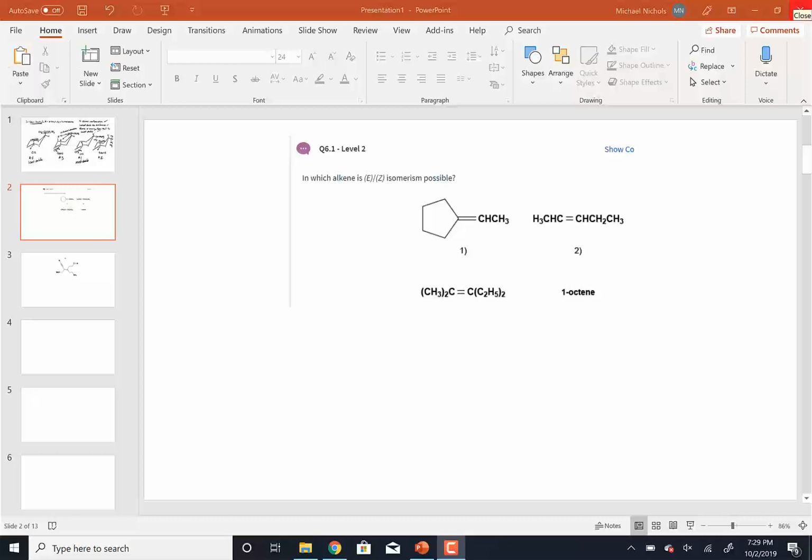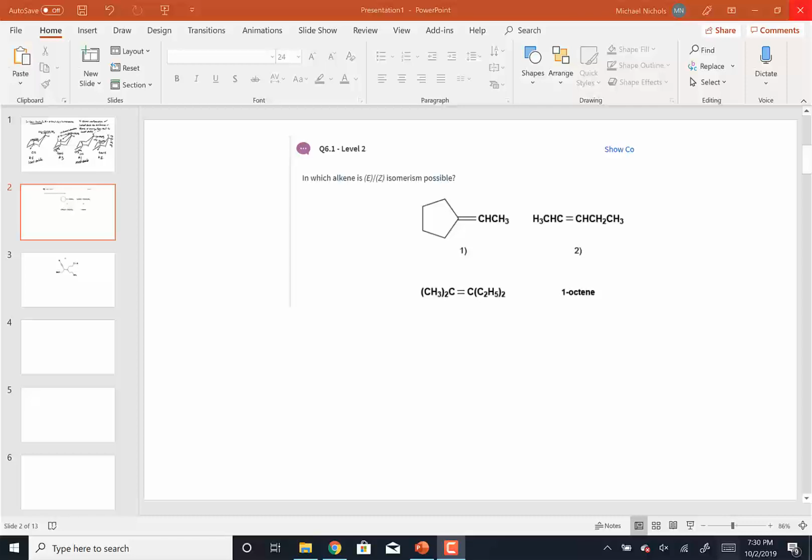Okay, a question was asked about question 6.1 and looking at the individual groups that you have to look at for determining whether a double bond is E or Z. So let's just take a look at 6.1 then. In this question, it asks which alkenes are cis or trans, or for which is EZ isomerism possible.